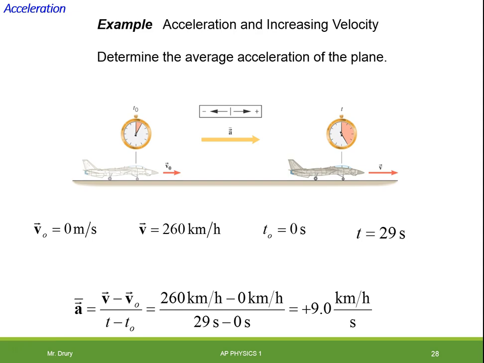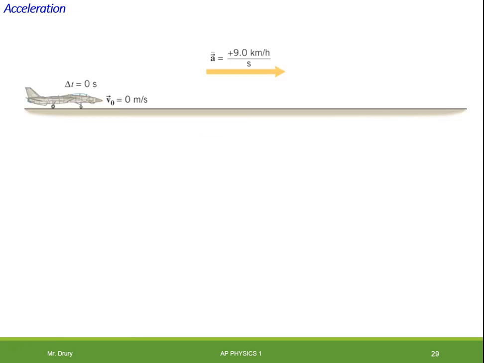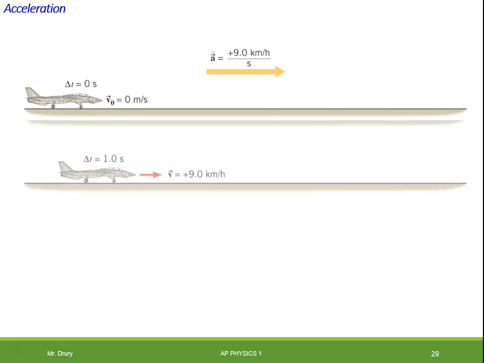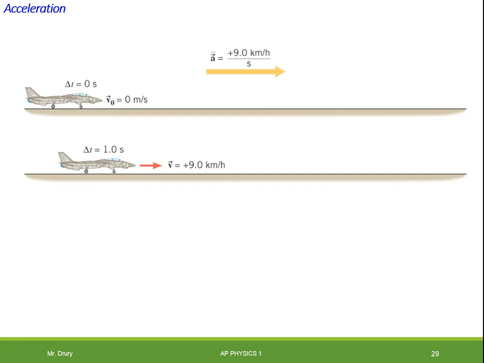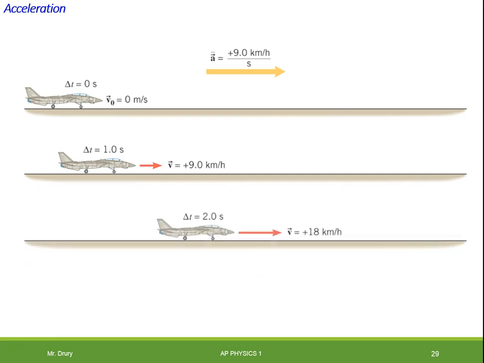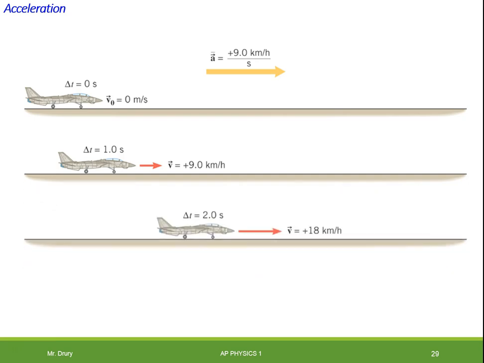What does this actually mean? That the speed of the plane is increasing by 9 kilometers per hour every single second. I'll show you that in the next illustration. We started at 0. We have an acceleration of 9 kilometers per hour per second. So after 1 second, you're at 9 kilometers per hour. After 2, you're at 18.